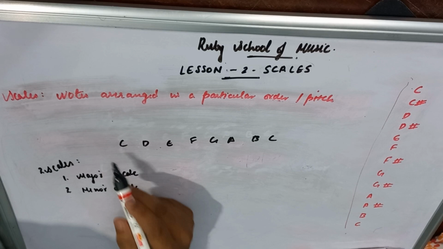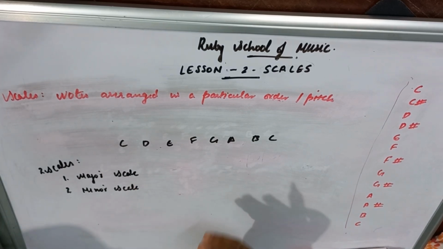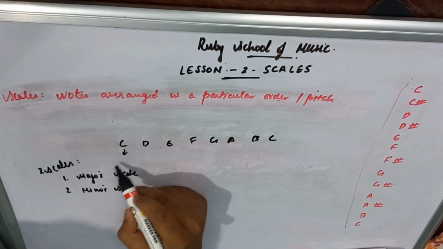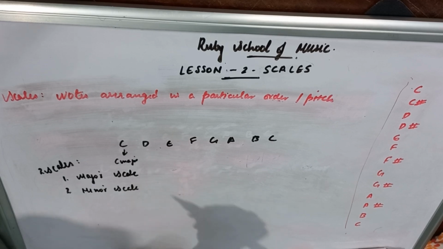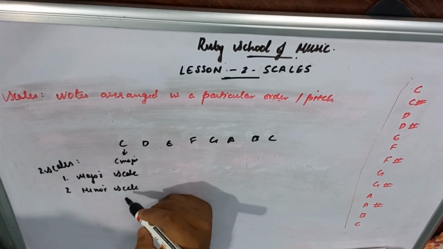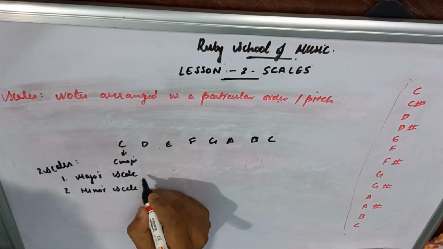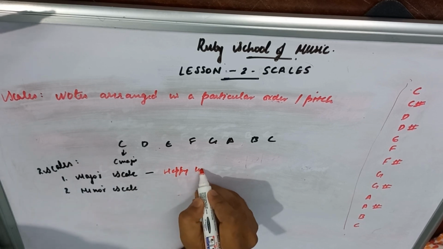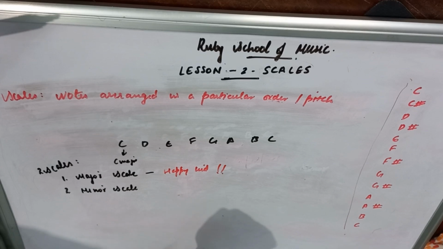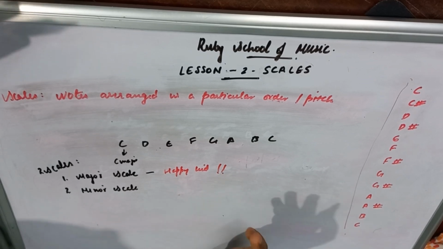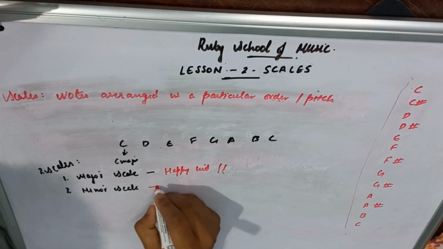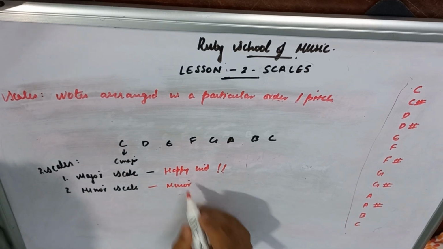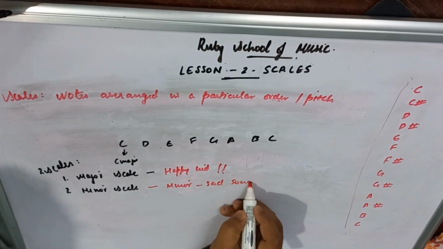A major scale is a standard scale. For example, if someone asks you to sing a song in C scale, that means they are asking you to sing a song in C major scale. And then comes C minor. C major is similar to a happy kid. He is always happy. In happy songs, there will always be a major scale used, and in a sad song there will be a minor scale used.